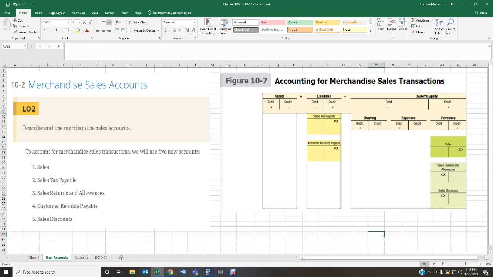Now, the textbook also provides you with figure 10.7, which I have illustrated here. And I love this figure because it basically tells you, okay, if I'm going to be doing an entry to sales tax payable, what's the normal balance of the account? Well, if it's a payable, I know that I need to credit it. Either sales tax payable or customer refunds payable, the normal balance is the credit. If I'm going to record to sales, it's going to be a credit. If I'm going to record to sales returns and allowances, it's going to be a debit. And if I'm going to record to sales discount, it's going to be a debit. Okay? So it provides you a mapping, or just very useful information for when you're recording your entries.